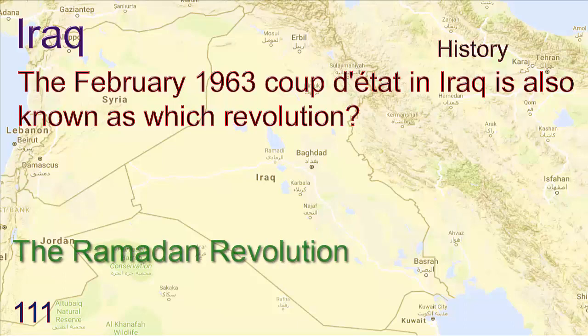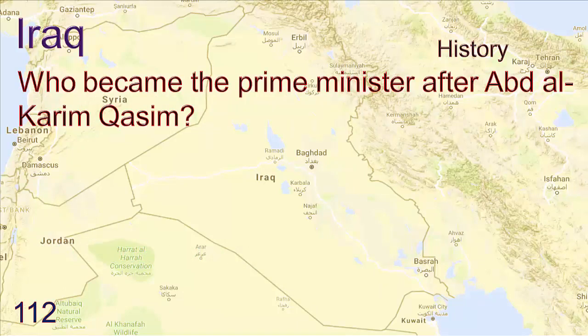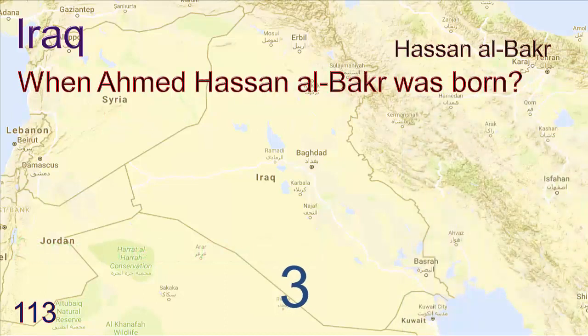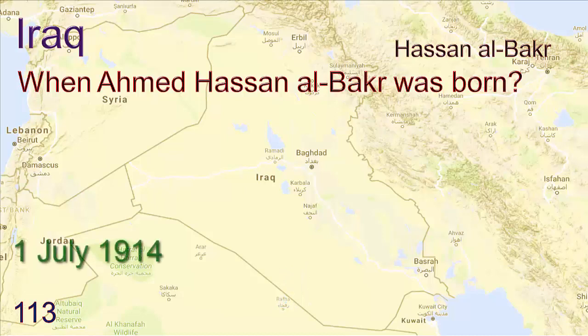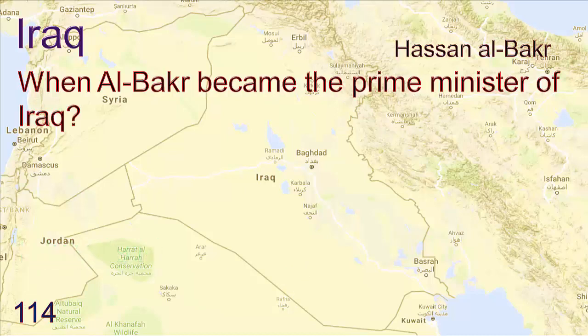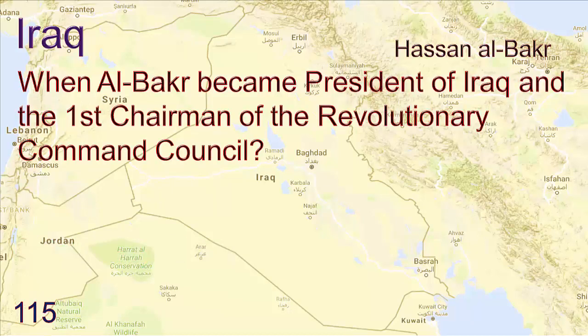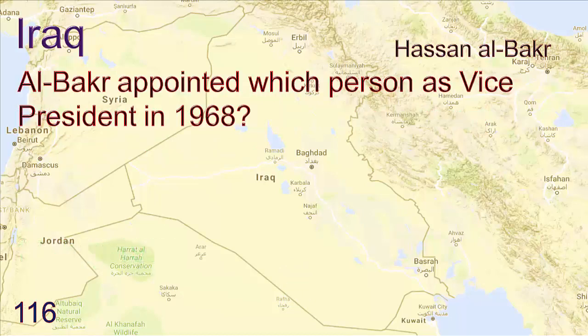The February 1963 coup d'etat in Iraq is also known as which revolution? The Ramadan Revolution. Who became the Prime Minister after Abdul Karim Qasem? Ahmed Hassan al-Bakr. When Ahmed Hassan al-Bakr was born? 1st July 1914. When al-Bakr became the Prime Minister of Iraq? 8th February 1963. When al-Bakr became President of Iraq and the first Chairman of the Revolutionary Command Council? 17th July 1968.